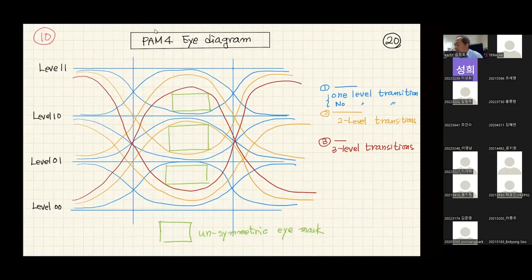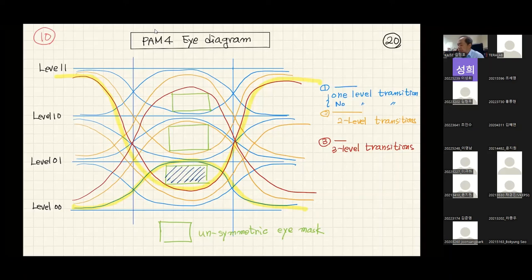Now let's draw an eye diagram of a PAM4 data pattern. Please pay attention. We may have this data pattern from 0 to 1 to 1. This could be one of the worst-case data patterns. Another pattern might be level 4, level 3 to level 1 and level 3. So because of that, we have a very small eye window.